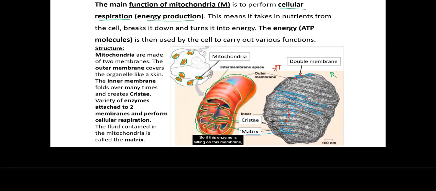So these enzymes sitting on these membranes perform different chemical reactions, cellular respiration, during which a lot of ATP molecules are produced and released in the cell. And cells then use these ATP molecules to perform different functions, for example, active transport.